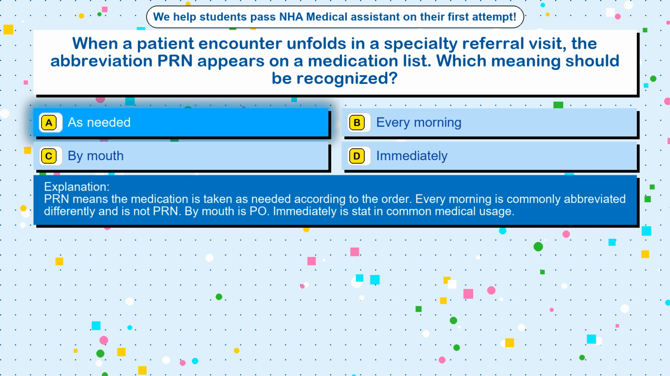PRN means the medication is taken as needed according to the order. Every morning is commonly abbreviated differently and is not PRN. By mouth is PA. Immediately is STAT in common medical usage.